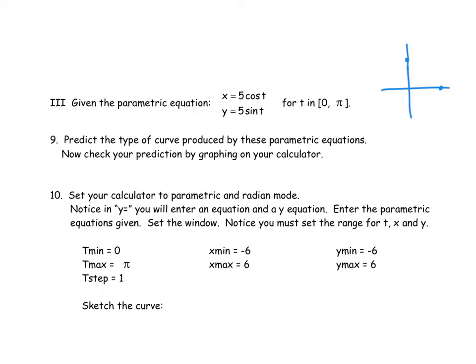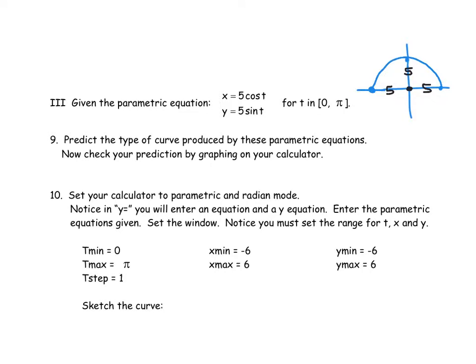And let's take now pi. Cosine of pi is negative 1, so that's going to be negative 5. And sine of pi is 0, so that's going to be negative 5, 0 as well. So what I will get is a semicircle because the radius is going to be 5 and the center is going to be 0, 0. Now predict the type of curve. We just did. It's a semicircle.